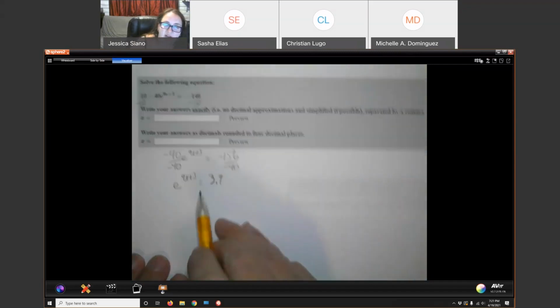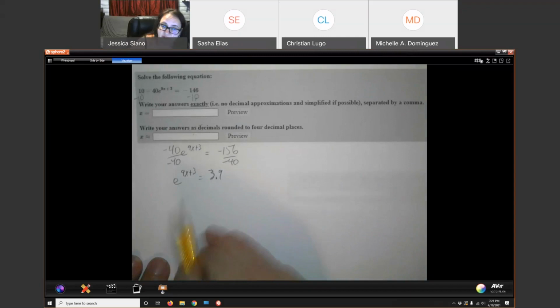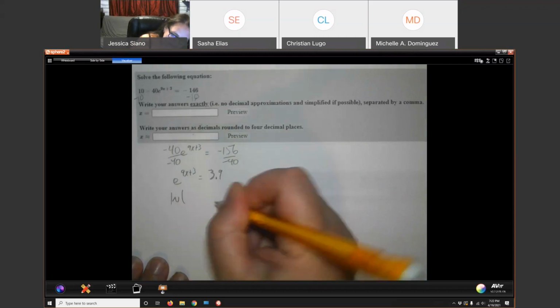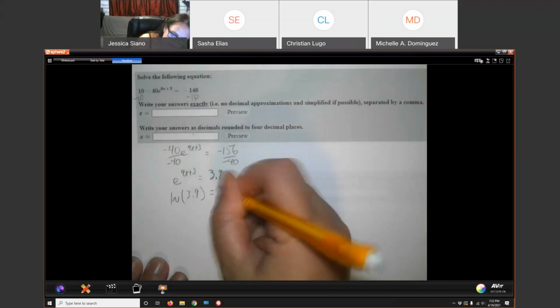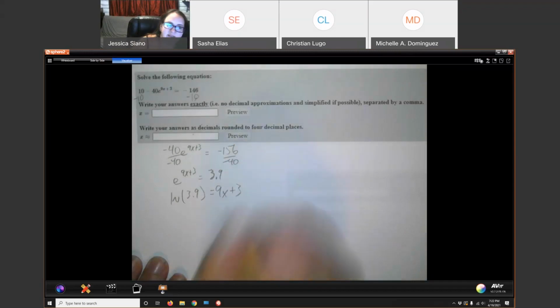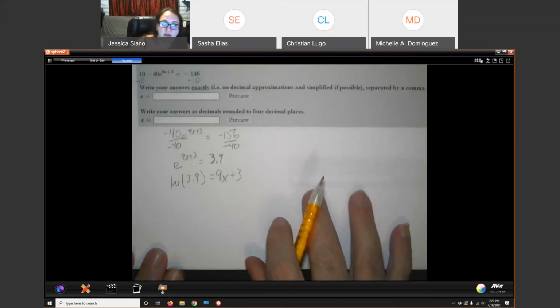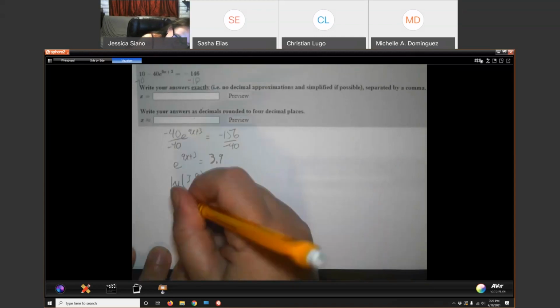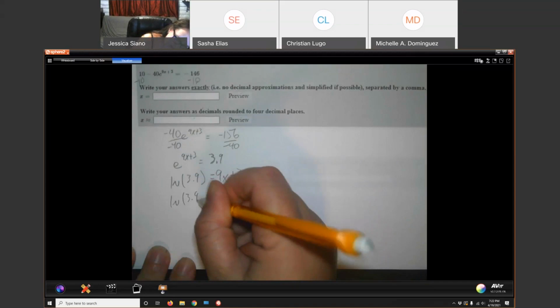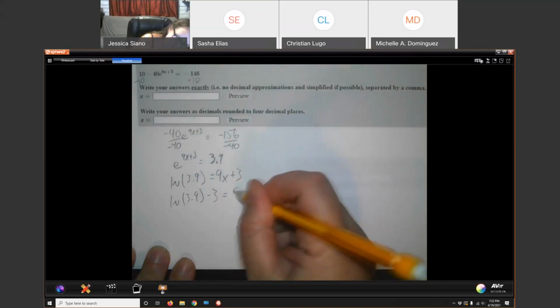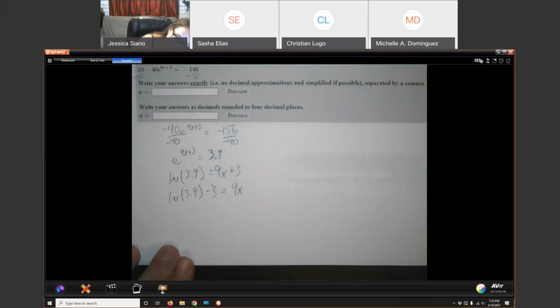And now I'm going to do the log. I'm going to turn this into a logarithm. So it would be log with base e of 3.9 equals 9x plus 3. But we know log with base e is also called the natural log. So this becomes the ln of 3.9 equals 9x plus 3. And now we'll subtract this 3. And then we'll divide this 9.